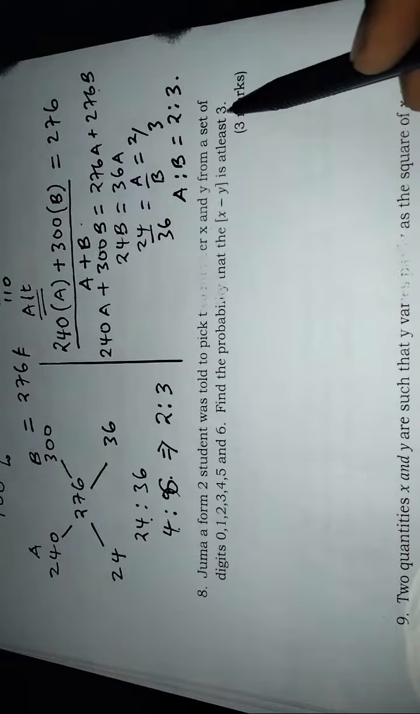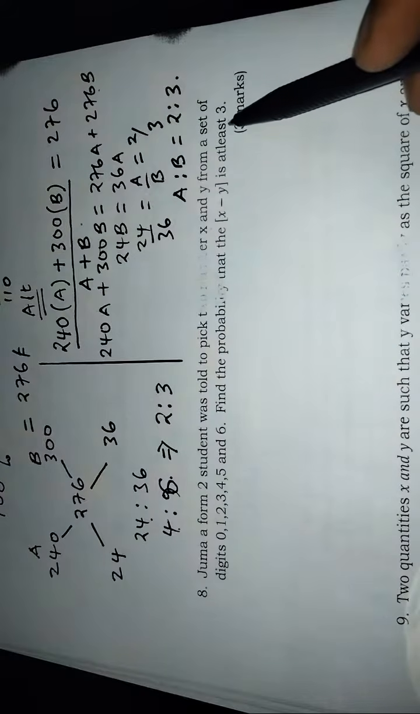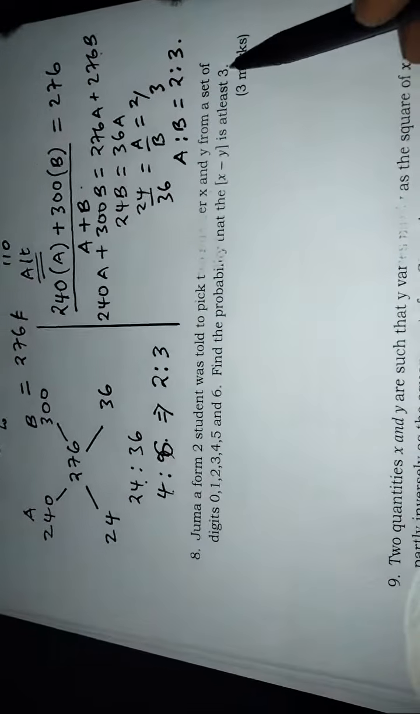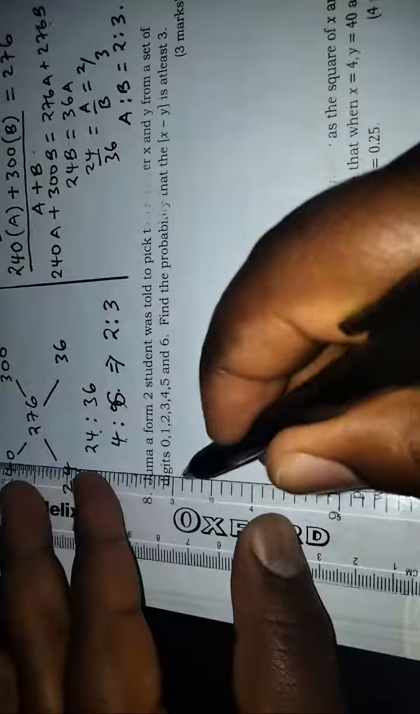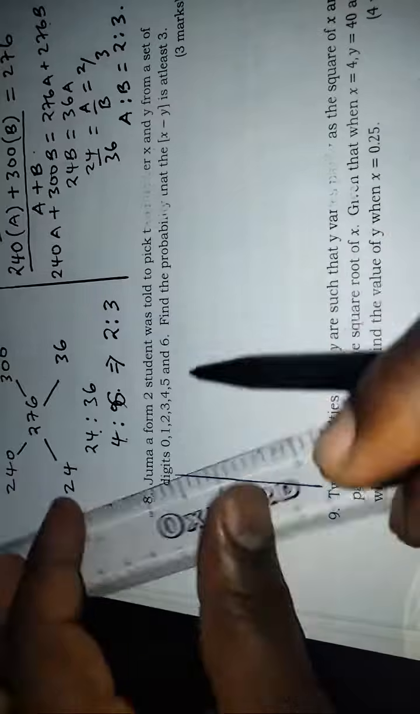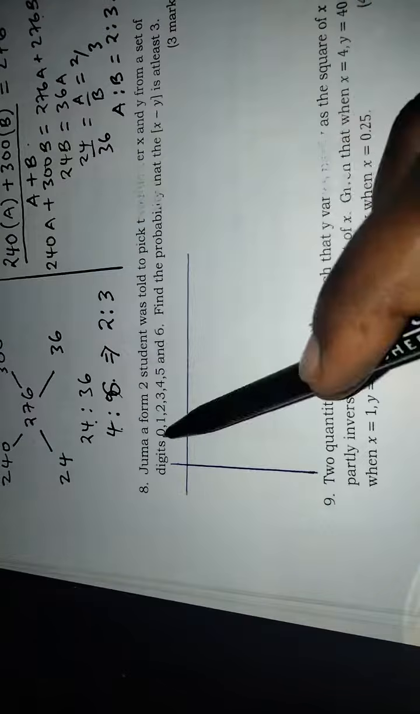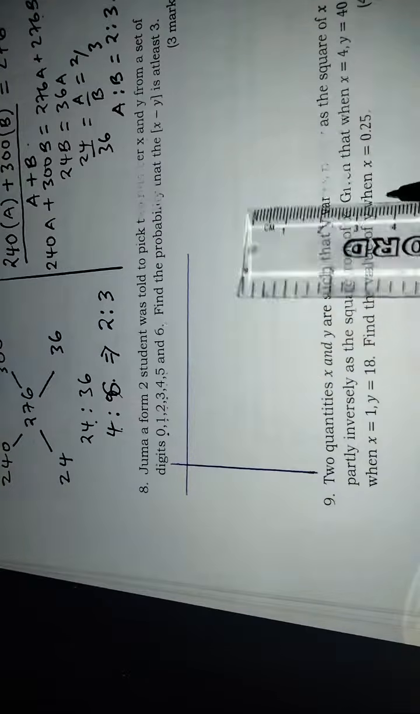That means this individual, Juma, a Form 2 student, is taking the digits and carrying out subtraction. So we want to know the difference between X and Y is giving us at least 3. This is a question on probability, and we're going to use what we call a probability space. Therefore, I will draw a probability space in this case, whereby I will list the numbers X and Y, such that they are 1, 2, 3, 4, 5, 6, 7. They are 7 numbers.